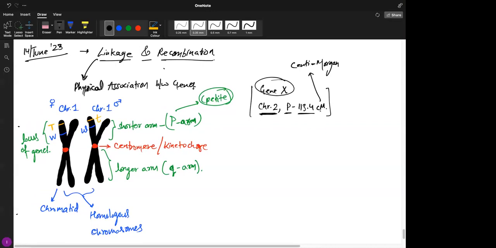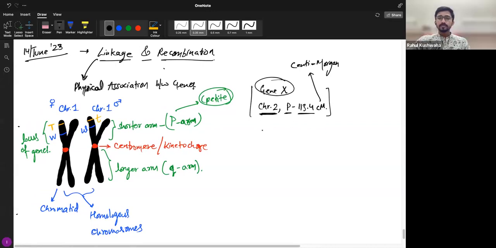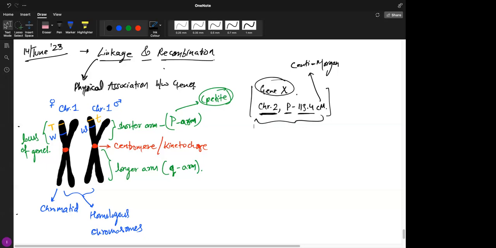C is small and M is capital. So by looking at this, a geneticist can know that this gene is present on this locus, on this chromosome. And if it is Q, then you know it's present on the longer arm. Everyone clear with this concept? Homologous, heterologous is clear to you, people?